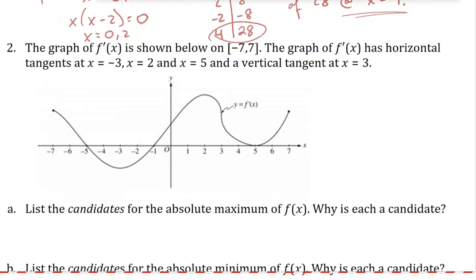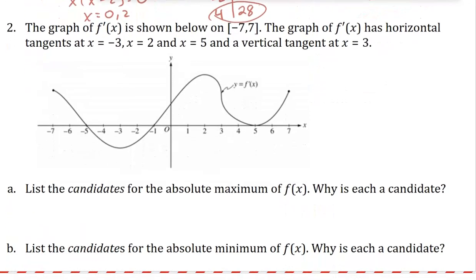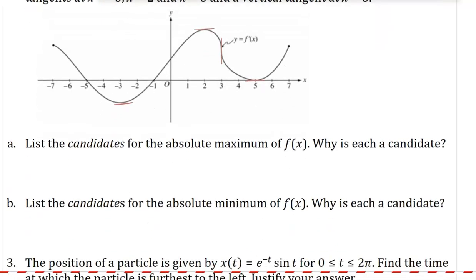All right, for the next one, we have a graph of f prime. We have the interval from -7 to 7. It says we have horizontal tangents at -3 and +2 and 5. And there's a vertical tangent at x equals 3, which is right about where that arrow is. Okay. So part A says list the candidates for the absolute max of f of x, and then why is each a candidate. Part B asks for the candidates for the absolute min.